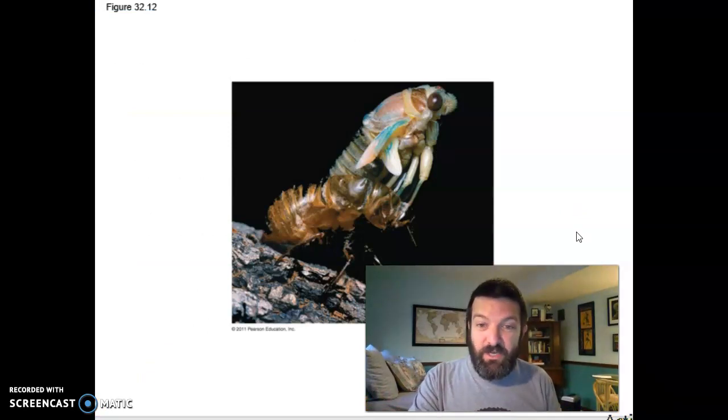By the way, when I say ecdysis or molting, this is what I mean. You leave behind your old skin, essentially, and you've probably seen a lot of these molts sitting around. You certainly will next summer when we have the cicadas come back.